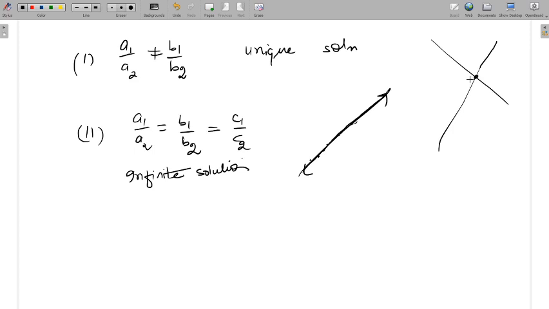Here there was only one intersection, so you had a unique solution corresponding to this point, right. And this infinite solution is corresponding to all these points. All the points on this line correspond to solutions, so you will have infinite solutions.